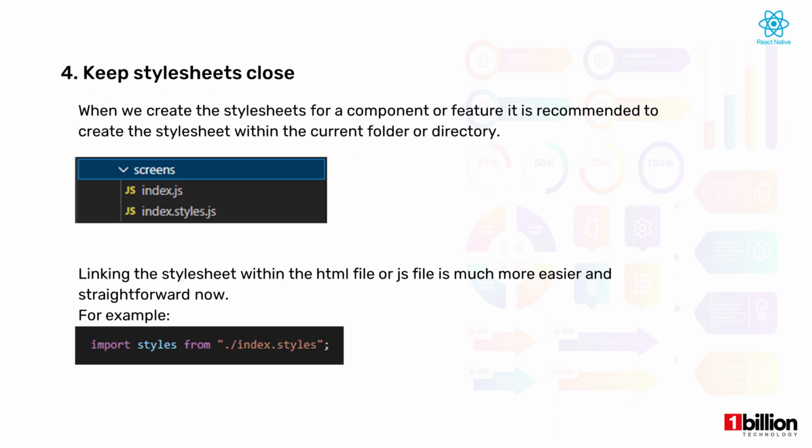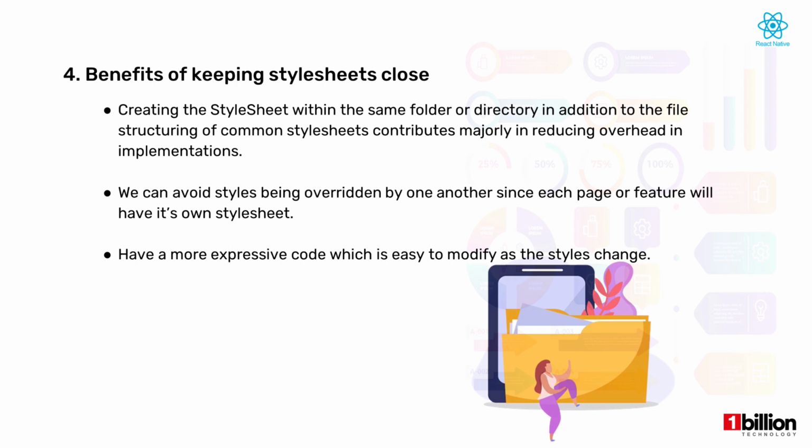It's once again reducing the file path, and having it in the same directory reduces overheads when you are implementing. For example, you can easily override and make sure that you don't affect other screens when creating any changes in this particular screen. That's the main objective of having style sheets per screen as well. And once again, the code is more expressive and easy to modify. For example, if you want to do a change only in one particular screen, then with the use of these style sheets, we can easily modify it, and that's the main benefit of having this practice.